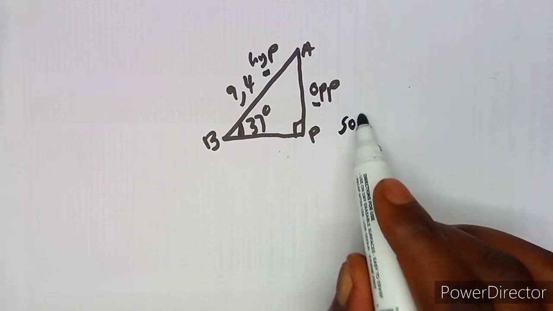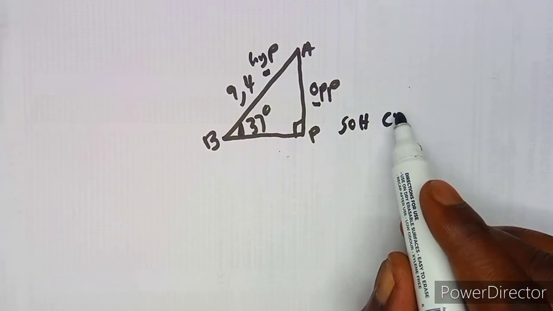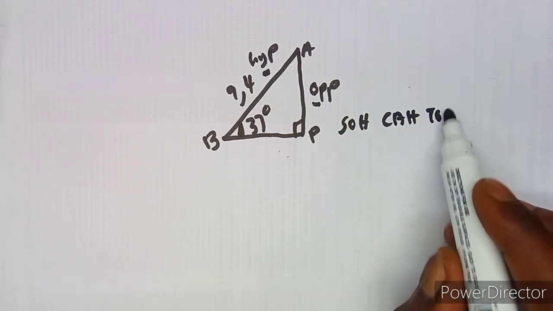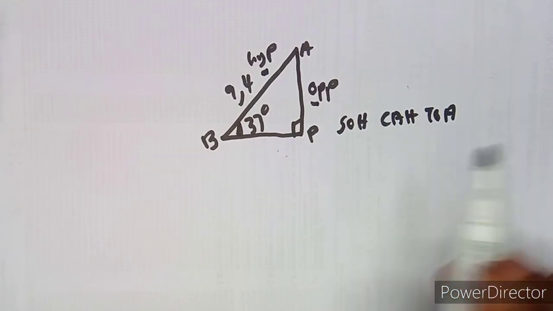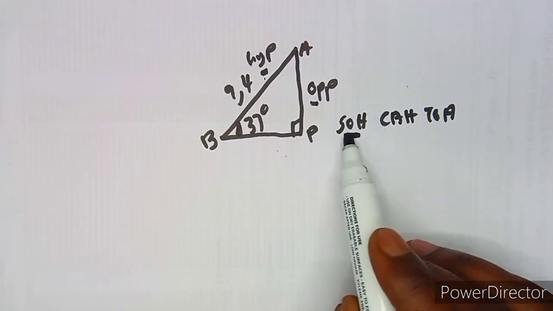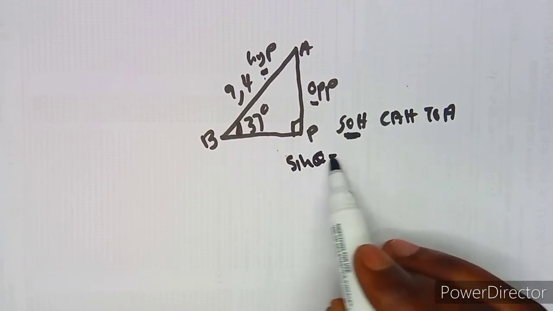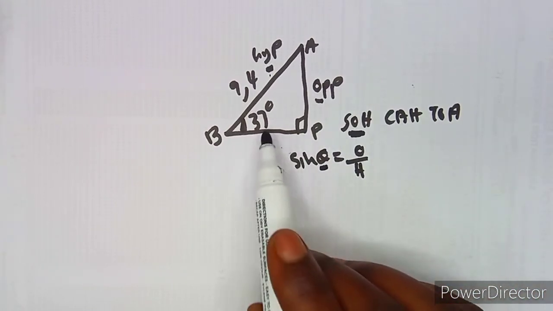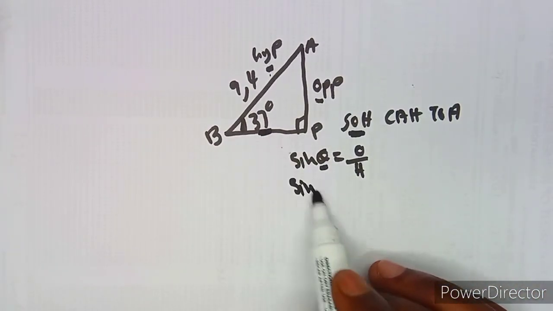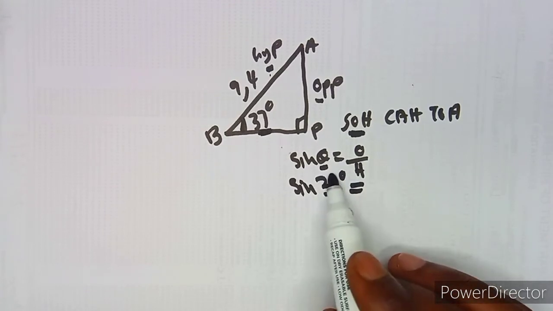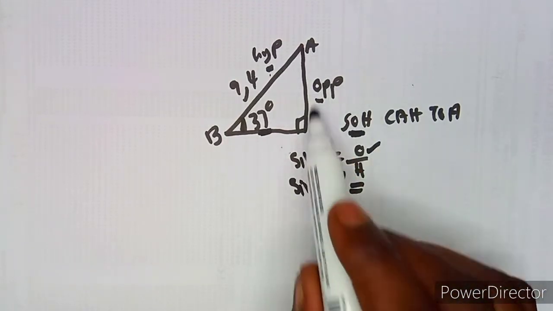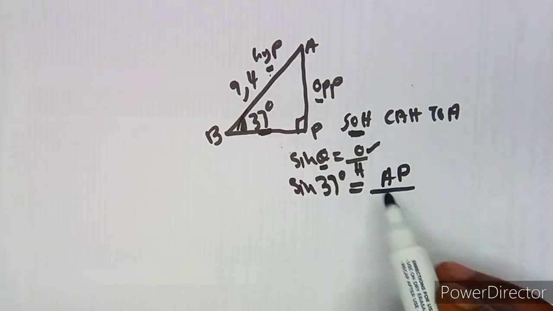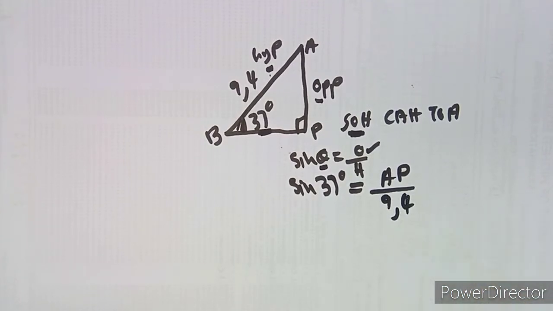So from SOHCAHTOA, some use CHASHU-TAO, so you just use whatever you want. So you have SOHCAHTOA like this. Which part has opposite and hypotenuse at the same time? This one is for sine, where we know that sine theta is equivalent to opposite over hypotenuse. The angle that you are given is 37, so we have sine 37 degrees, which is equal to the opposite, which is this AP that we want to calculate, over the hypotenuse, which is the one that we are given, 9.4.